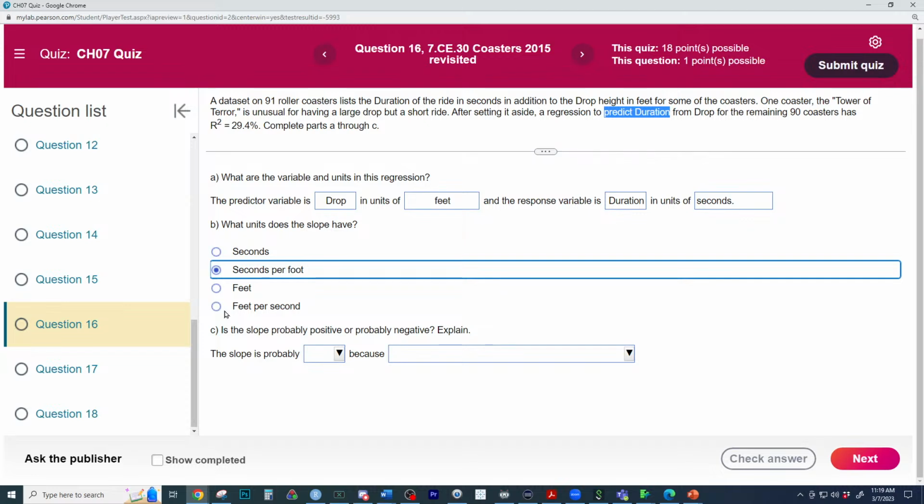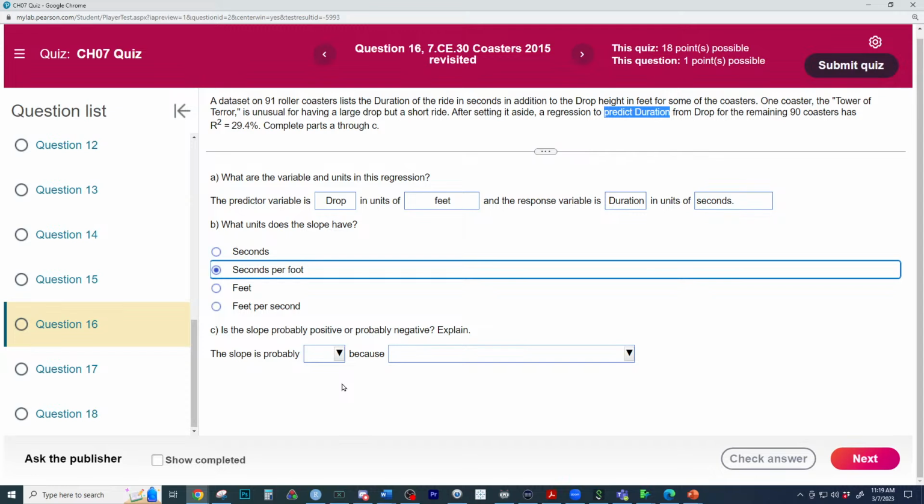Oy, the X and the Y always get me a little mixed up right here. We don't ask questions like this on the test because it's for each additional foot, we expect the ride to have this difference in how long it lasts. So for each additional foot, yeah, it's seconds per foot. I think so. That sounds right.